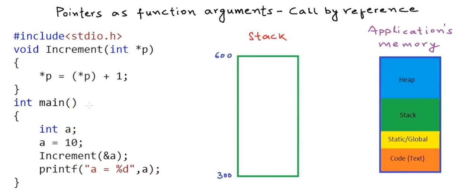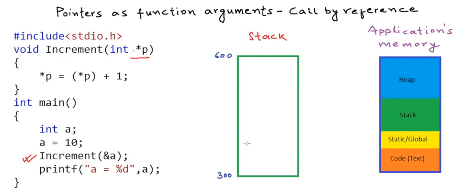Let us now look at this code, and I'm drawing only the stack here so that I'm able to show the simulation of program execution neatly. Now what we are doing here is that we do not have an argument which is an integer in this function increment. We have an argument which is a pointer to integer, and a pointer to integer, as we know, will store the address of an integer. So now in the increment function we are passing the address of a.